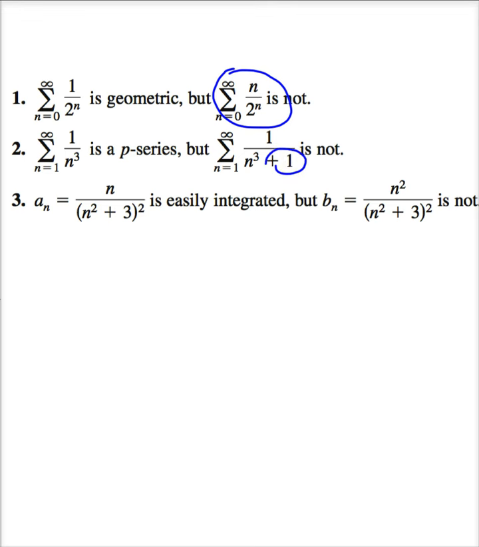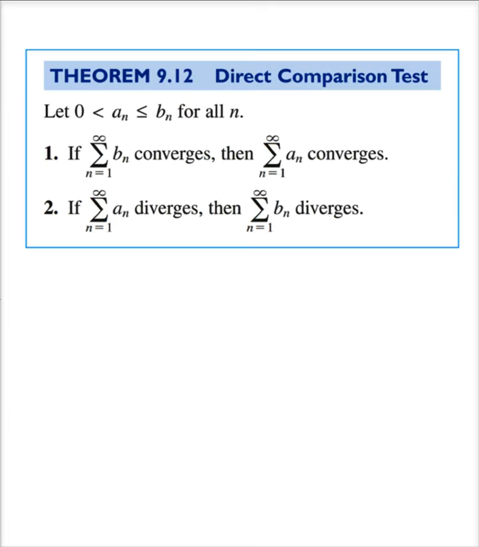Now, the third example is if I have a sub n equal to n over n squared plus 1, I can integrate this. But if I throw in another square, I can't integrate this. So I need a new tool, and that tool is the direct comparison test.